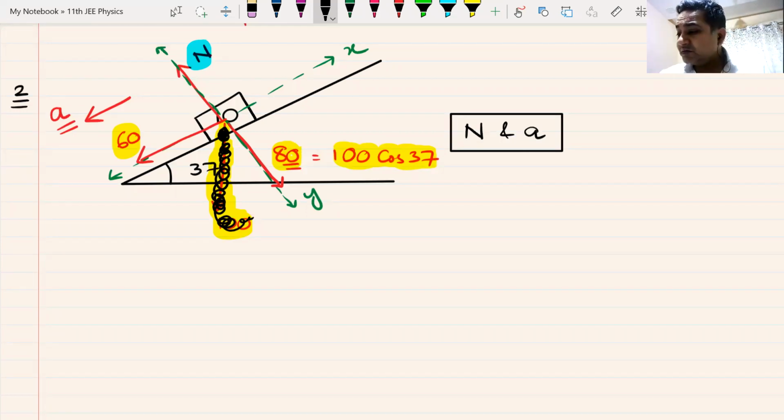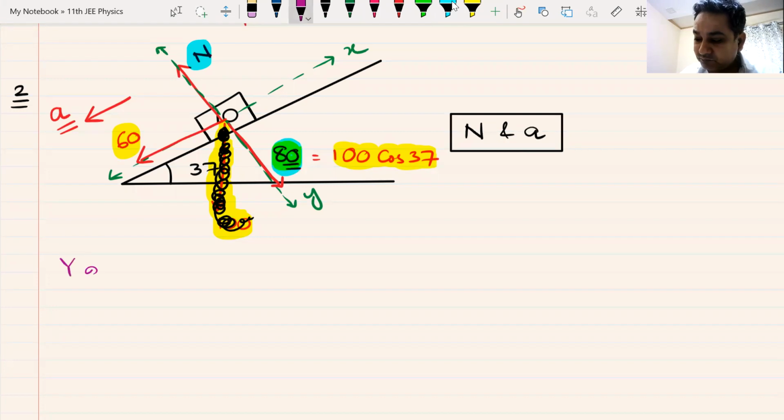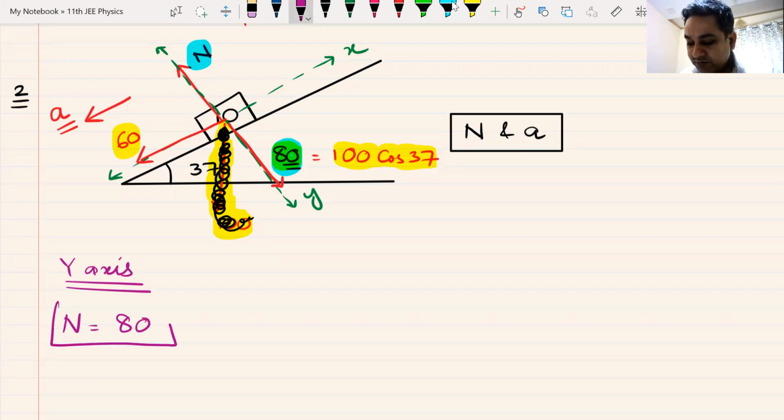The upward force is N. The downward force now is 80. So along the y-axis, what is my equation? N is equal to 80 newtons. That is my equation along the y-axis. Do you understand this?